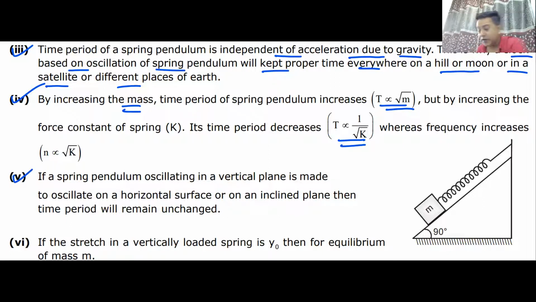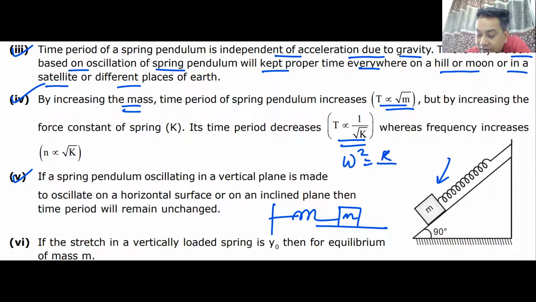Now, even if you hang a block like this, or keep a block on an inclined plane, or on a horizontal plane, in both the cases remember the value of omega square will be k by m. So it does not depend on how you have kept the block, whether you have hung it vertically, or kept it horizontally, or on an inclined plane. In all the cases, any number of cases, the value of omega square will always be k by m. Do we understand this?